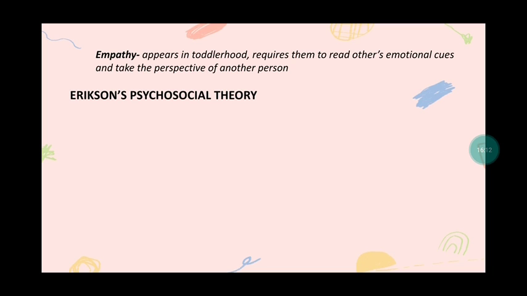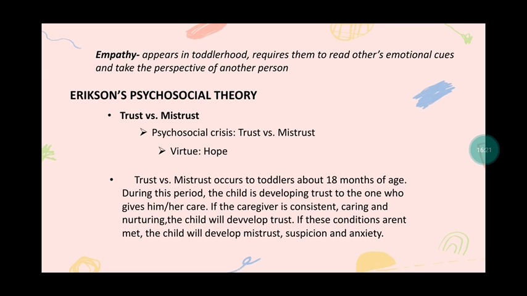So, Erickson's psychosocial theory, trust versus mistrust. Psychosocial crisis, trust versus mistrust, virtue, hope. Trust versus mistrust occurs to toddlers about 18 months of age. During this period, the child is developing trust to the one who gives him or her care. If the caregiver is consistent, caring, and nurturing, the child will develop trust. If these conditions aren't met, the child will develop mistrust, suspicion, and anxiety.